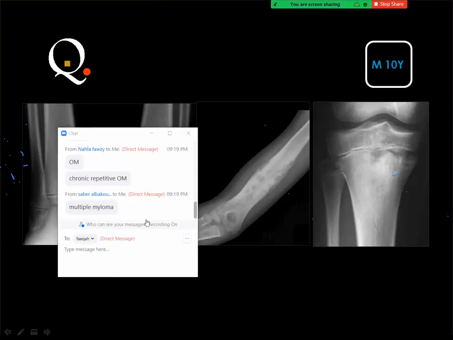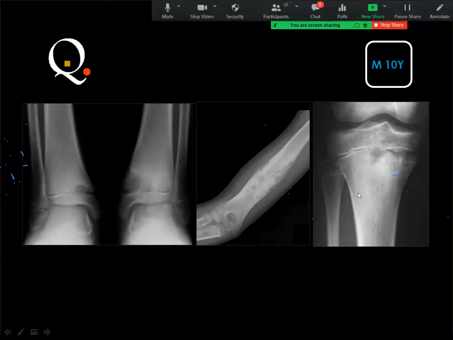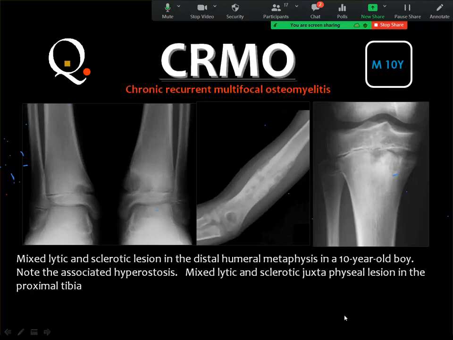Chronic repetitive osteomyelitis and another possibility, multiple myeloma. If you look carefully at the age of the patient, this is not the age of myeloma, and also these are not the locations of myeloma, but the first answer was right, where you have some erosive changes associated with sclerotic bone reaction, especially in the tibia, especially in the proximal part. Sometimes it can affect the proximal humerus, and the diagnosis is chronic recurrent multifocal osteomyelitis.